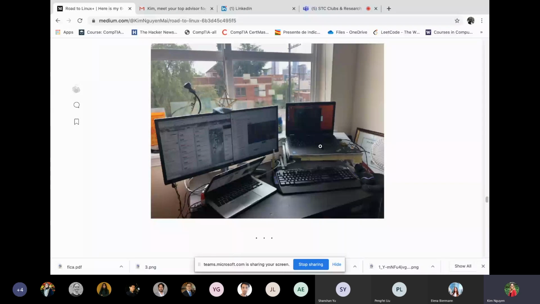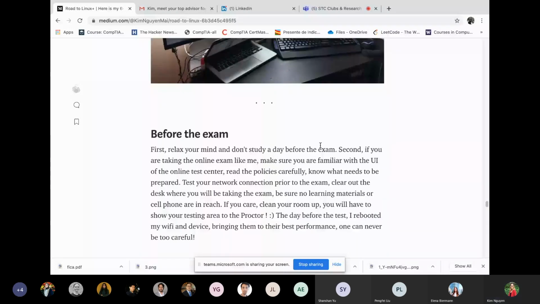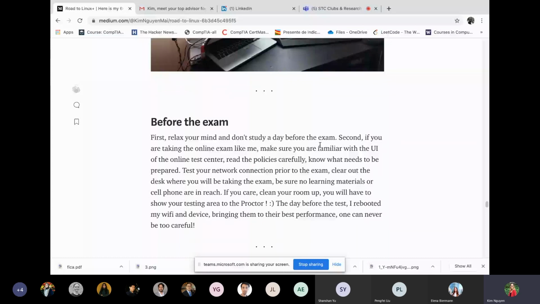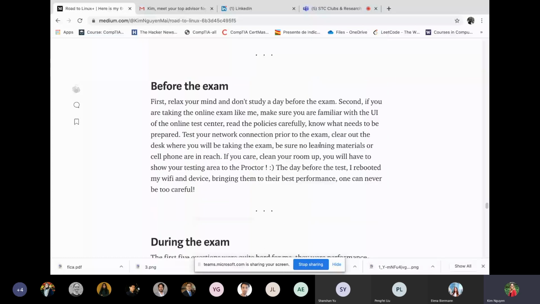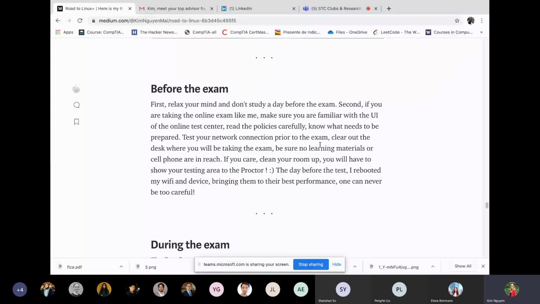So I booked the test. I said, okay, let's just do it. Before the exam, because I took the test online, there's something to keep in mind: make sure that everything around you is clean. You're not allowed to have anything on the desk, and you have to show your desk on screen. There's a proctor, somebody sitting there virtually to monitor you, making sure you're not cheating.